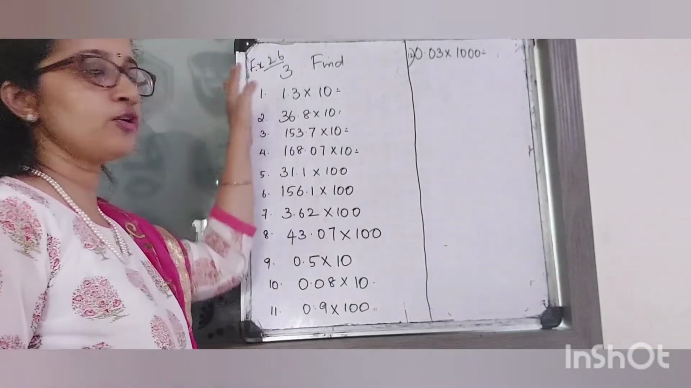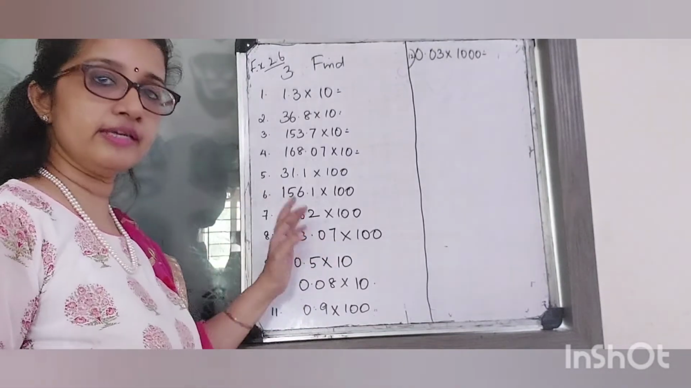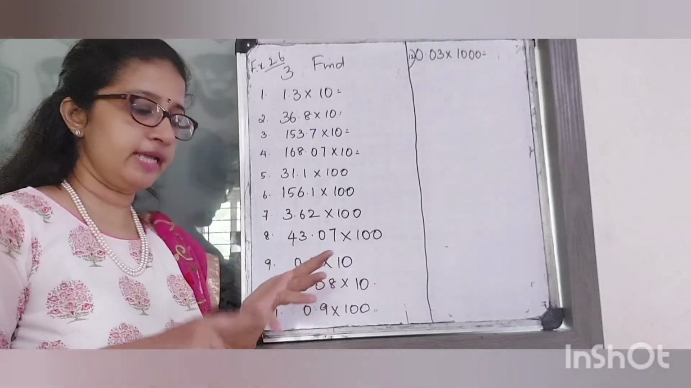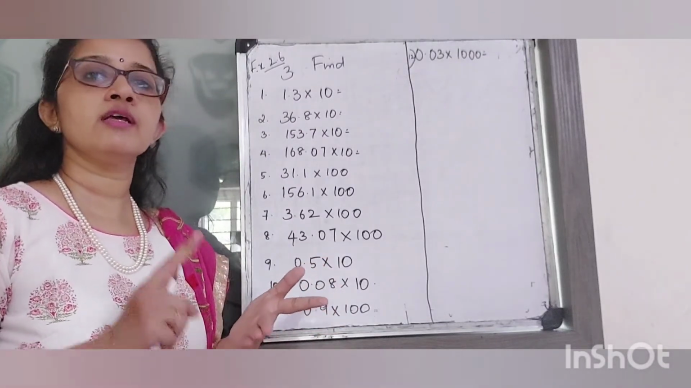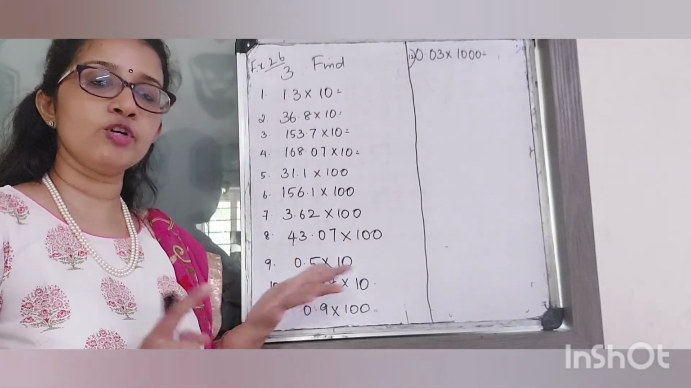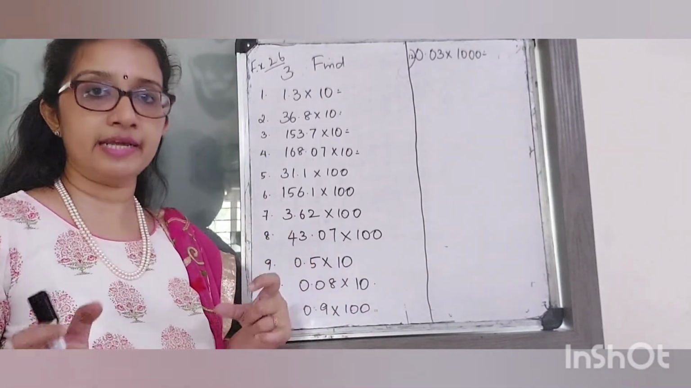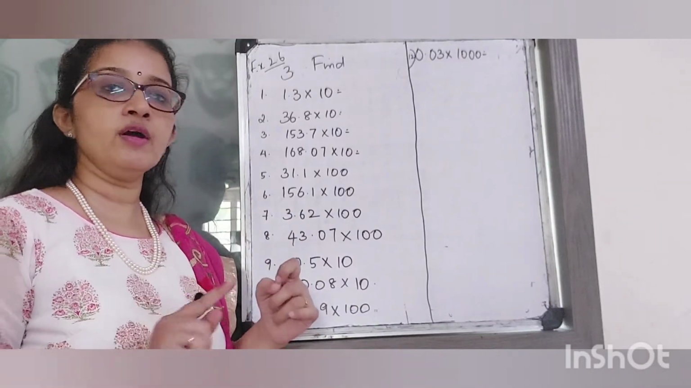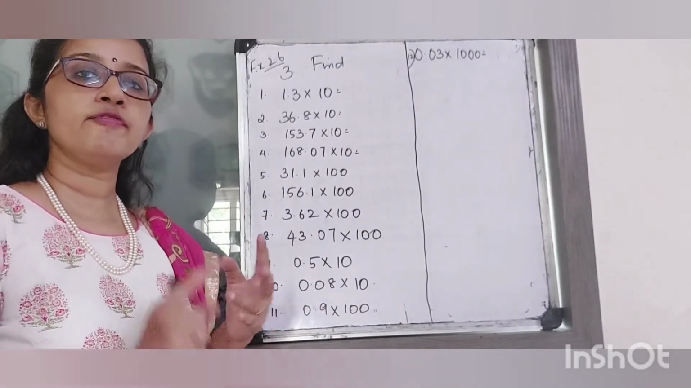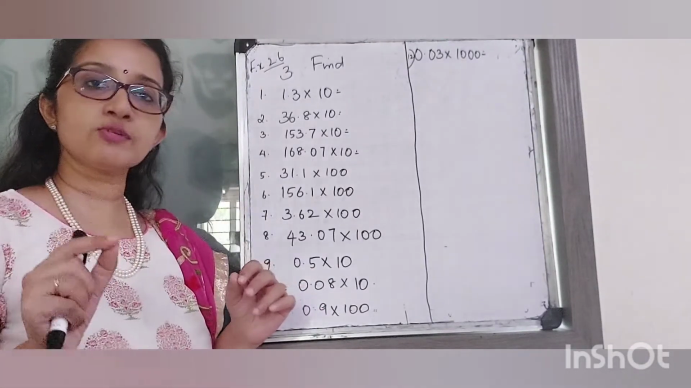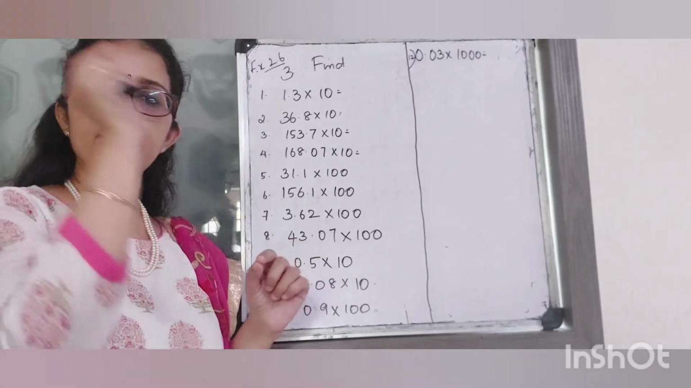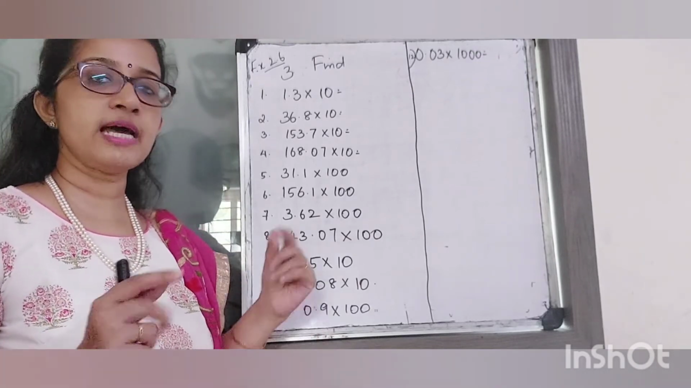Okay, now let's move on to the third question. Third question is very easy. Find 1.3 into 10. Okay, multiplication by 10, 100, 1000. We have already seen the rules of multiplication by 10, 100, 1000. If you are multiplying a decimal number by 10, we have to shift the decimal point one place to the right. Correct? If you are multiplying by 100, you have to shift the decimal point two places to the right. If you are multiplying by 1000, you have to shift the decimal point three places to the right. So it's that easy. Okay.